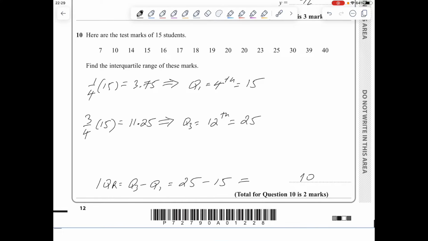Now, because this is a small data set, I can find the interquartile range by inspection. Now, the middle value is 19. 19 splits the data set into two subsets, one from 7 to 18 and the other from 20 to 40. And the middle of the left part is 15, the middle of the right part is 25. All this by inspection, and then you proceed from here.